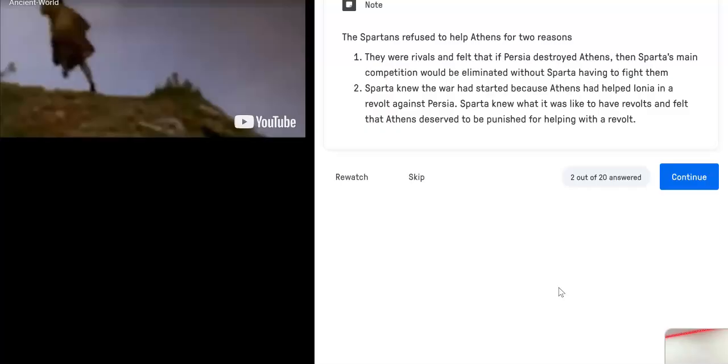So Sparta actually low-key agrees with Persia more than they agree with Athens when it comes to worldview. They think Athens messed up and was getting nosy and not minding their business. And they feel if Athens gets beaten by Persia, they're going to be the strongest city-state. So it kind of makes sense that they would say no, doesn't it? And it makes a ton of sense.